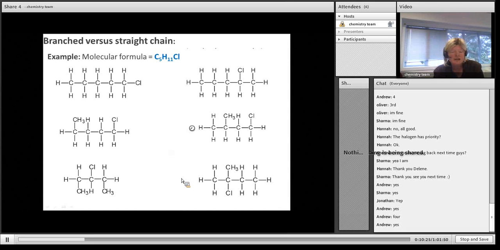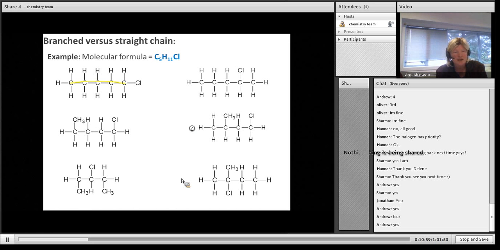Okay, another term we use, we talk about branched chain and straight chain. Now, straight chain does not mean in a straight line, not in chemistry. There can be lots of kinks in it because single bonds can rotate. So don't fall into the trap of thinking if there's a kink in the parent chain, it is a branched chain, or if there's no kink, then it's a straight chain. So let's have a look.